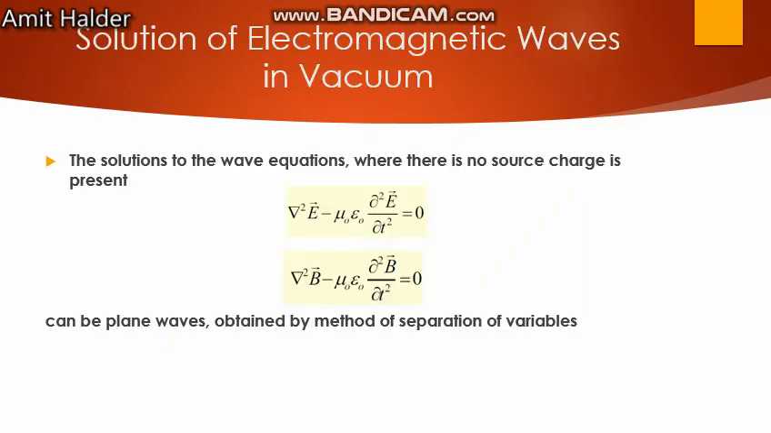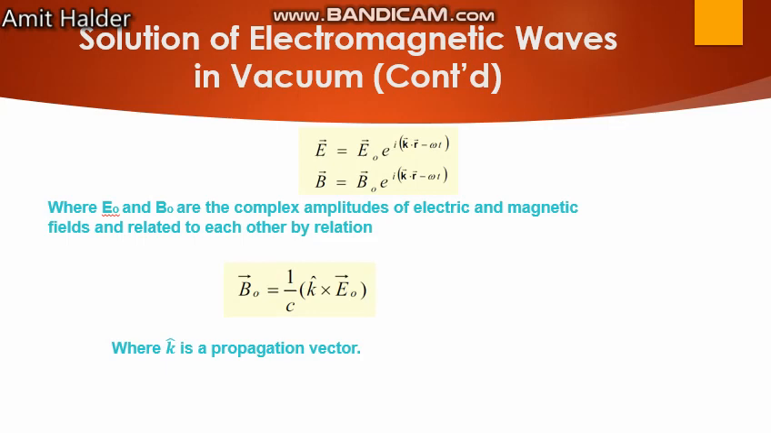The solutions of the wave equations where no source charge is present: the solution of the electric and magnetic fields will be that. They can be plane waves obtained by the method of separation of variables. If we apply this method, we can get the magnetic wave and the electric wave out of it. Now, that is the Phasor form.